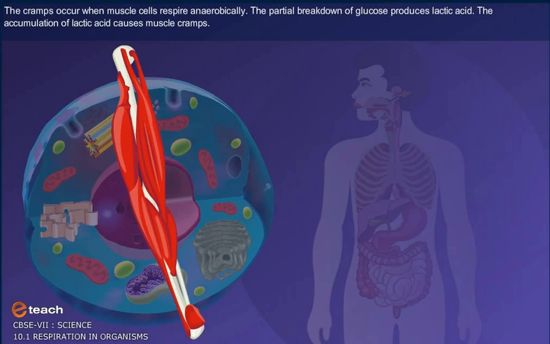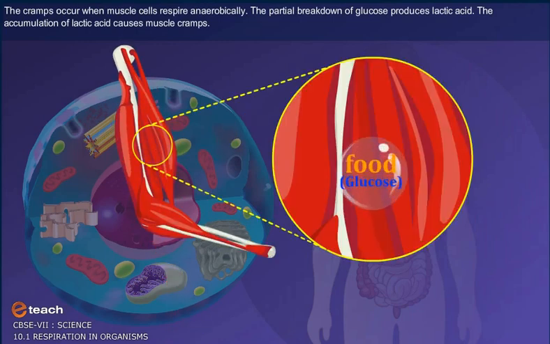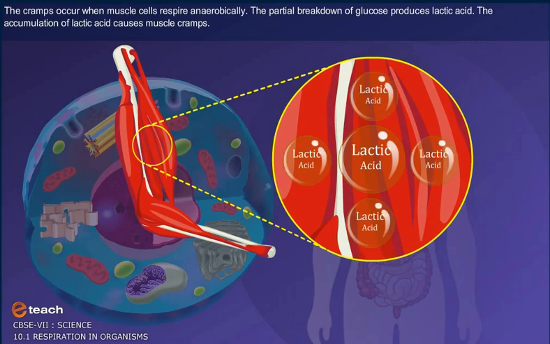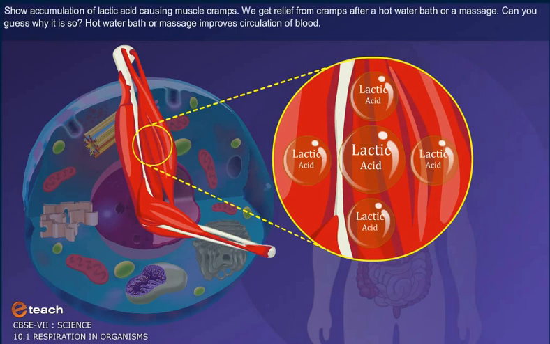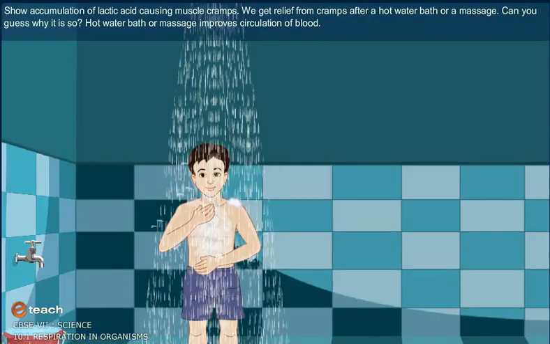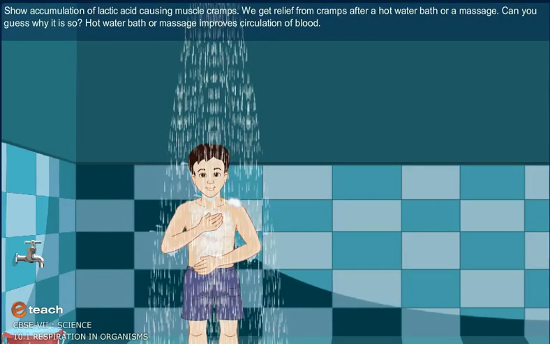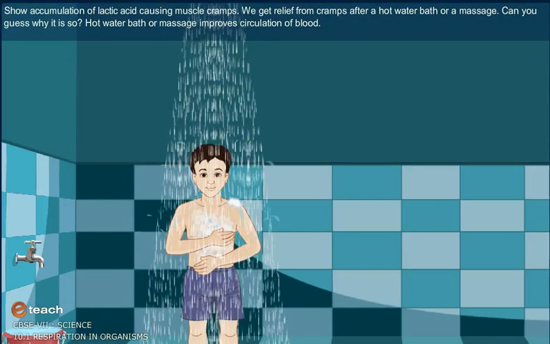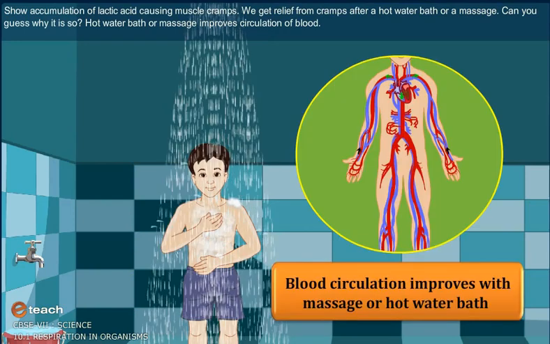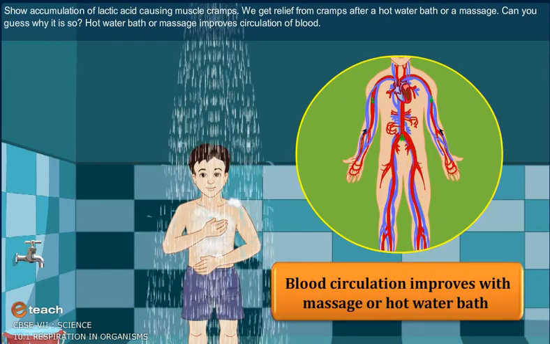The cramps occur when muscle cells respire anaerobically. The partial breakdown of glucose produces lactic acid. The accumulation of lactic acid causes muscle cramps. We get relief from cramps after a hot water bath or a massage. Can you guess why it is so?